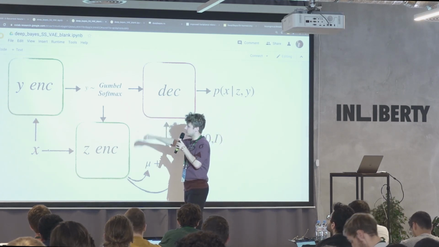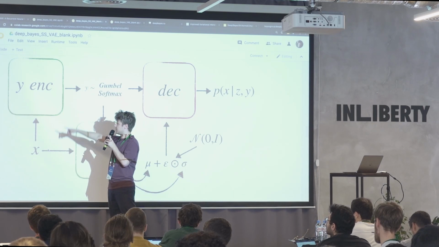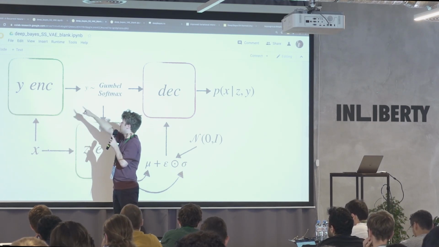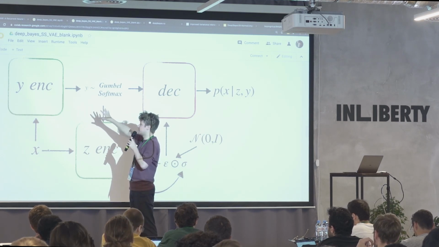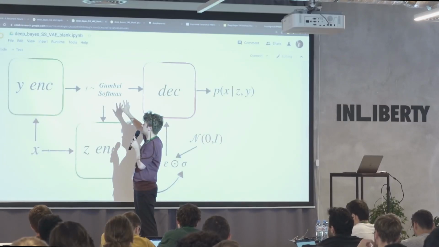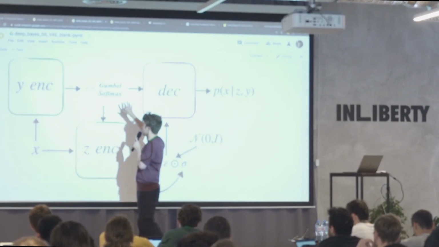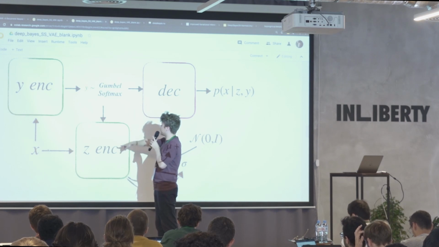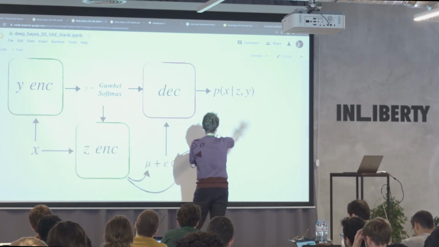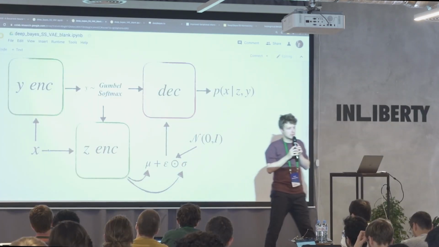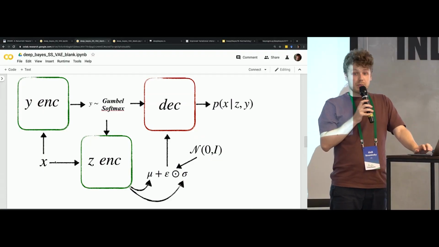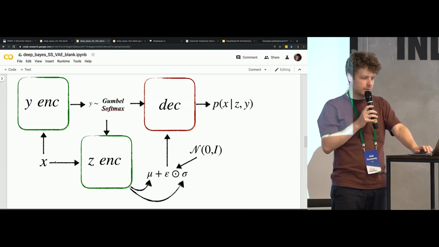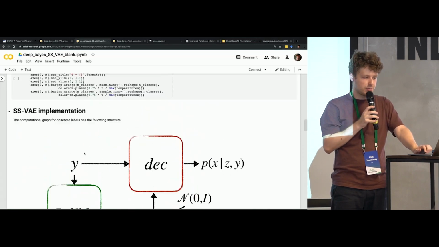But now we don't have y, so instead of plugging in the available value, we have to sample it. So we put x into a specific new network, y encoder, compute some logits, define Gumbel distribution, sample from it, and then put the sample both into decoder and encoder, and then everything works just as before. So this is the assignment from the deep learning viewpoint. Okay, let's zoom into the formulas.